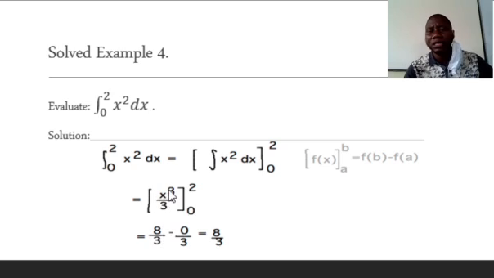That will be 0 raised to power 3 over 3, and 0 to the power 3 is 0 over 3. All of this is going to be 0. If I have 8 over 3 minus 0, the final answer is going to be 8 over 3. And that is the end of that solution.